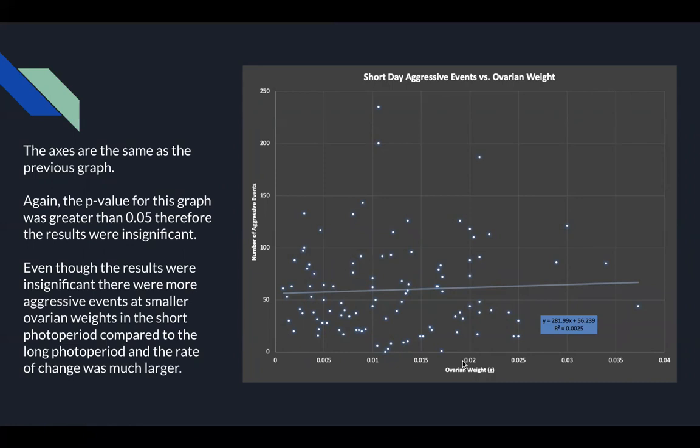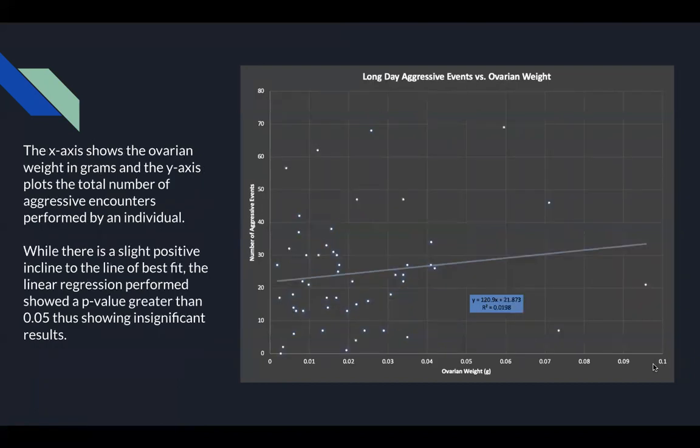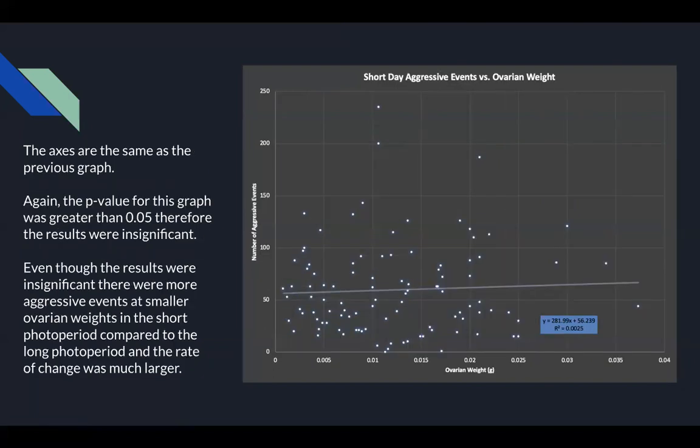But aside from that, one thing that I found to be rather interesting was the scale of this short day x-axis. It goes from 0 to 0.04 grams in the short day compared to the long day with the 0 to 0.1 gram. This is showing that at these much lower ovarian weights, there's much more aggression. So it was kind of showing more aggression, but there was no significance either way.